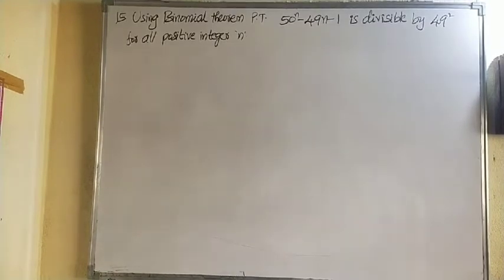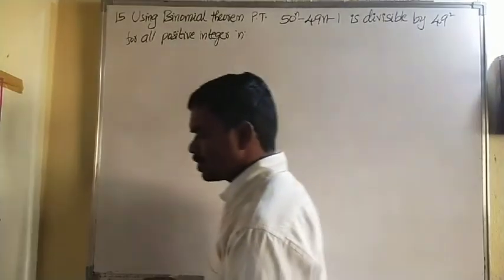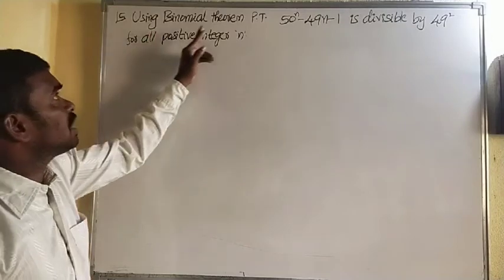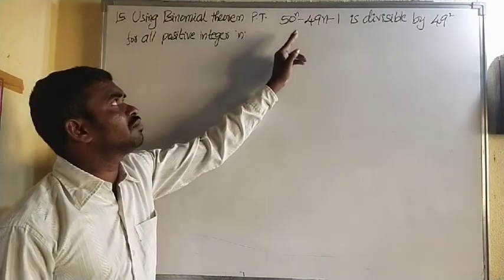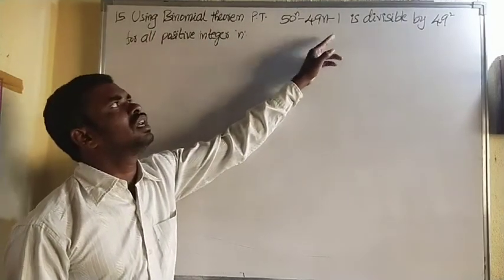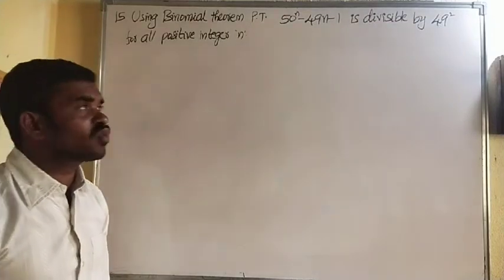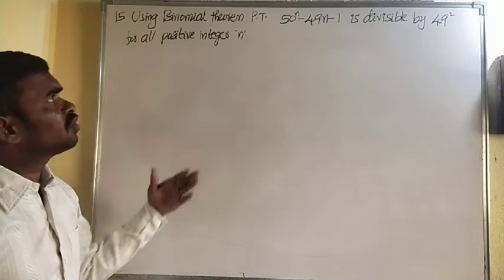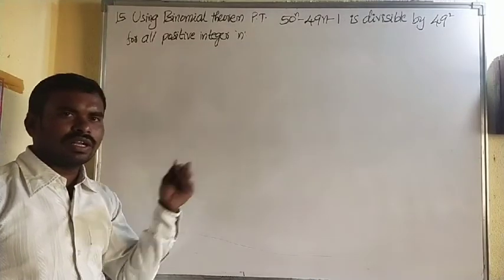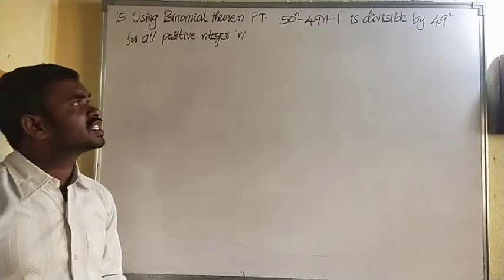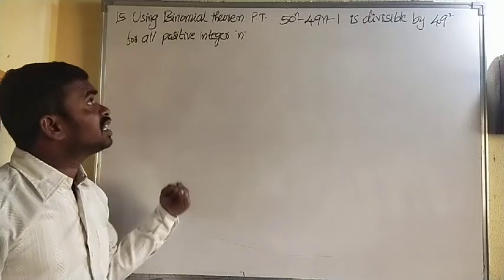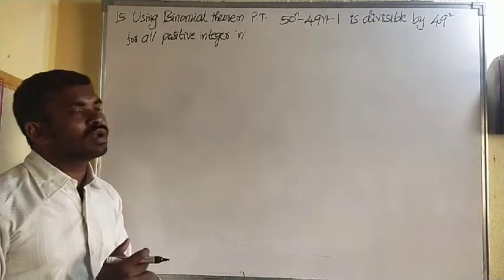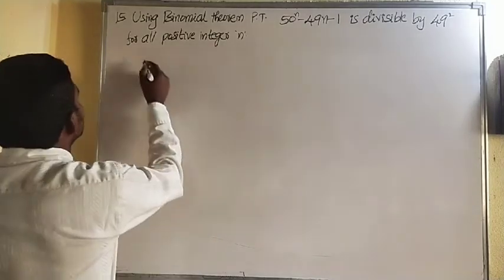Next, the 15th question. After this, one important question is there. Before that, the 15th one: using binomial theorem, prove that 50 power n minus 49n minus 1 is divisible by 49 square for all positive integers n. Actually, we can prove this by mathematical induction. In Maths 1A we did this sum in that way. But by applying the binomial theorem also, we can prove whether it is divisible by 49 square or not. How? See, the solution.